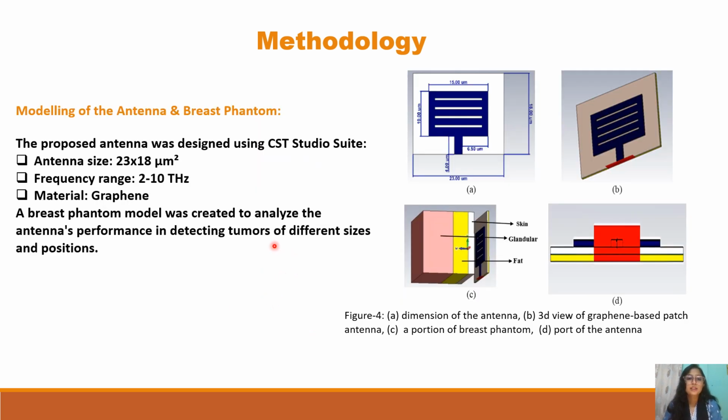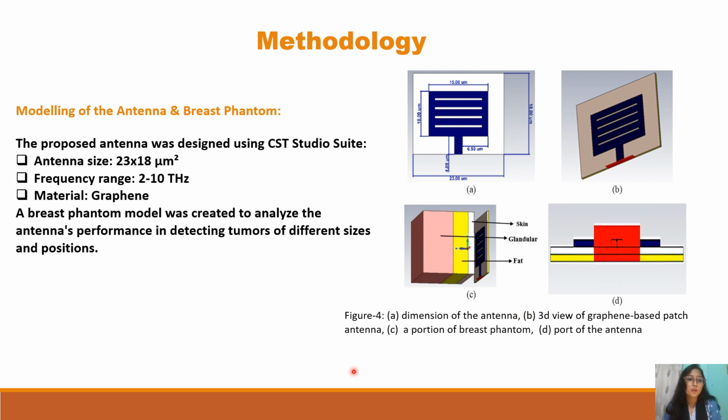So the next slide is about the modeling of the antenna and breast phantom. Here in figure 4a, we can see that the dimension of the antenna is given, and in figure 4b, the 3D view of the antenna is given, and in figure C, a portion of the breast phantom is shown, and in figure D, the port of the antenna is given.